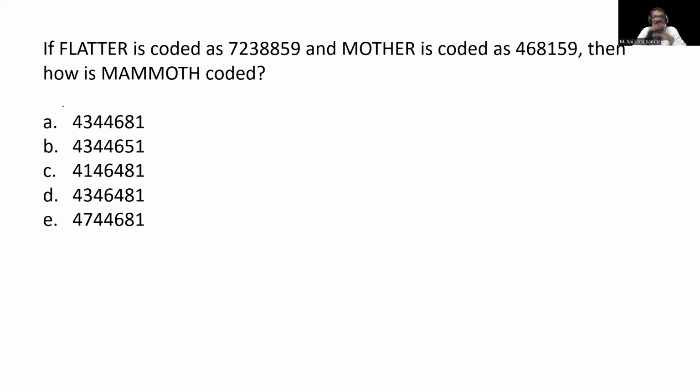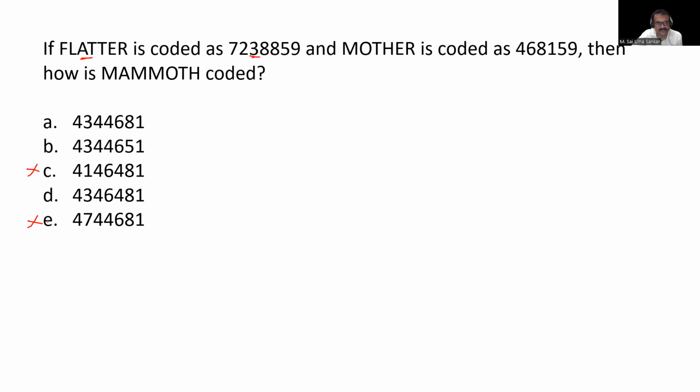Next, if two words are given, just compare. Now before that, R is the common. In the R, 9 is there, so that is okay. In this case, no need to check the first one and last one. Why? Because common. Suppose you take the second letter, what is it? A. A stands for 3. So these two options are eliminated.